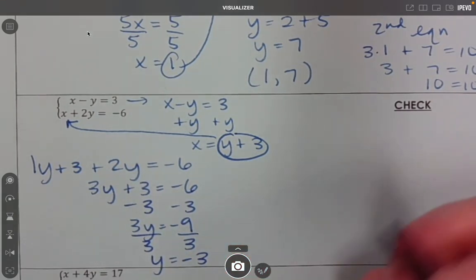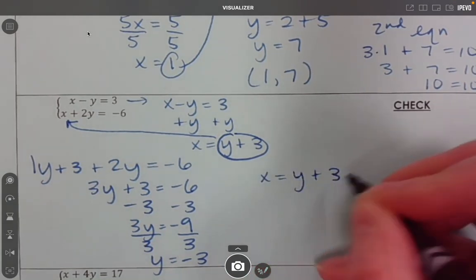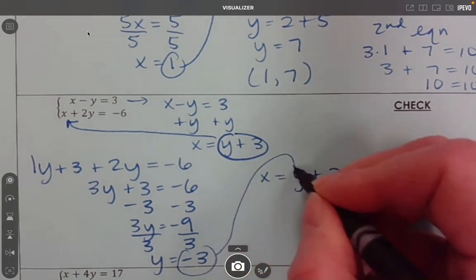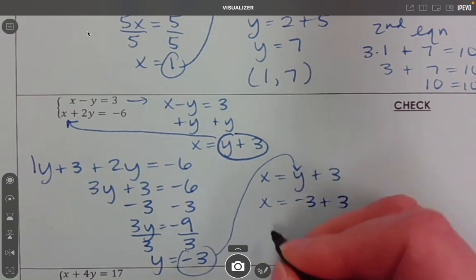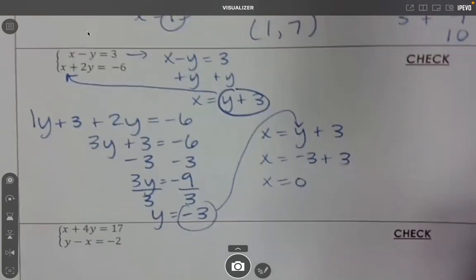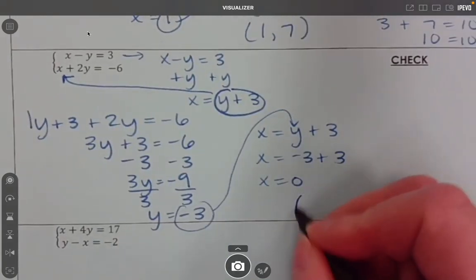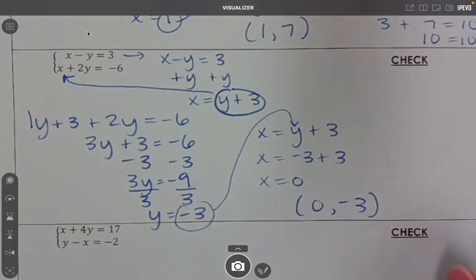Then I want to go back and find my x. Well, x is equal to whatever y is plus 3. And now I know what my y is. So x is going to be negative 3 plus 3, which means x is 0. So don't discount 0. I know there's been a lot of issues with that before. We solve and get a 0 where we think we're doing something wrong, but 0 is a perfectly good answer. So 0, negative 3. We're not going to do the answer check on this one.